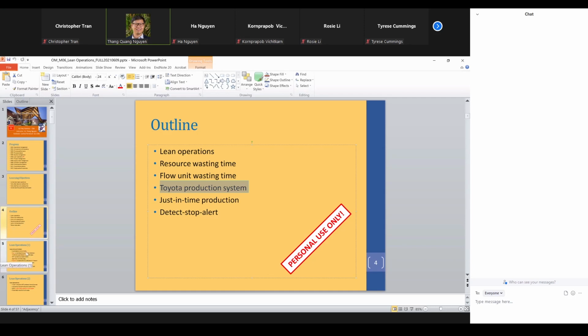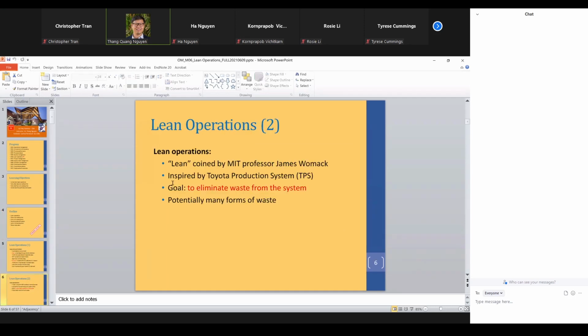All right, so what is lean? The keyword lean was coined by Professor James Womack, and lean was practiced and pioneered at Toyota, right? So the goal here is to identify the waste, and after we identify it, we eliminate the waste from the system, right? So that's the goal. But of course, before we eliminate the waste, you have to identify the waste first, right?